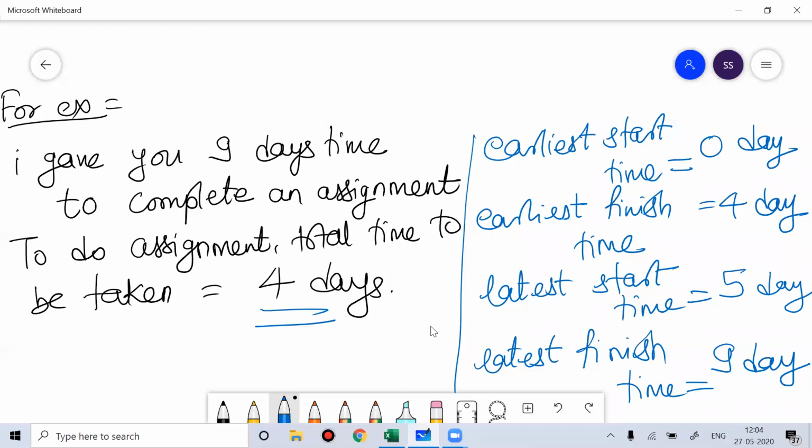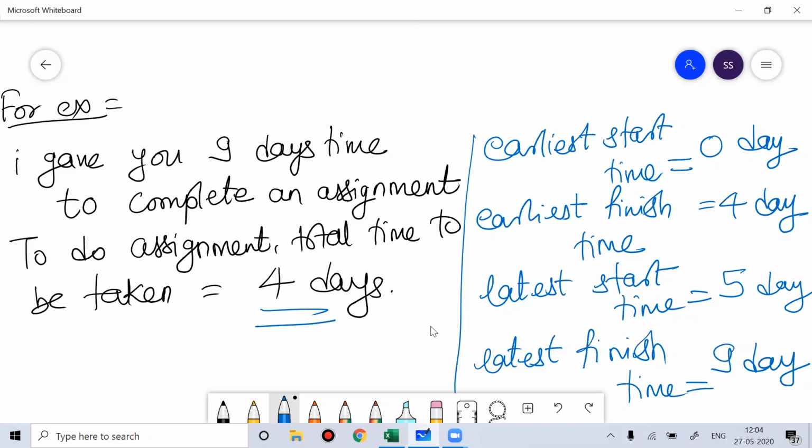So here I hope you could have understood the meaning of these terms. Those terms are latest start time, latest finish time, earliest start time, earliest finish time. I hope you understood this.